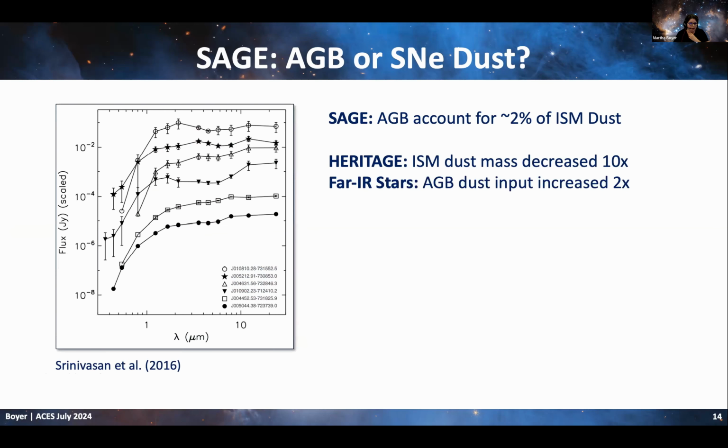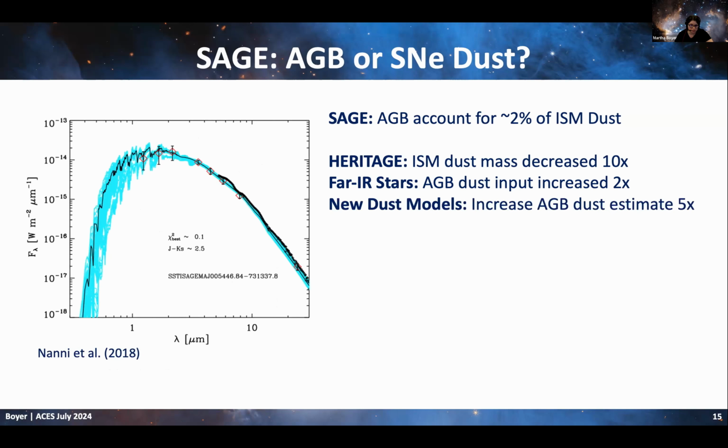And then after that, there was a little bit more scrutiny on these far infrared stars that the SAGE program had identified. And we had dismissed these previously because we thought they were mostly things like young stellar objects or unresolved background galaxies. But it turns out that there is a subset of them that are AGB stars, and these are just a couple example SEDs, and they're fit really well by AGB models. And when you include those, that increases the AGB dust input by a factor of 2.